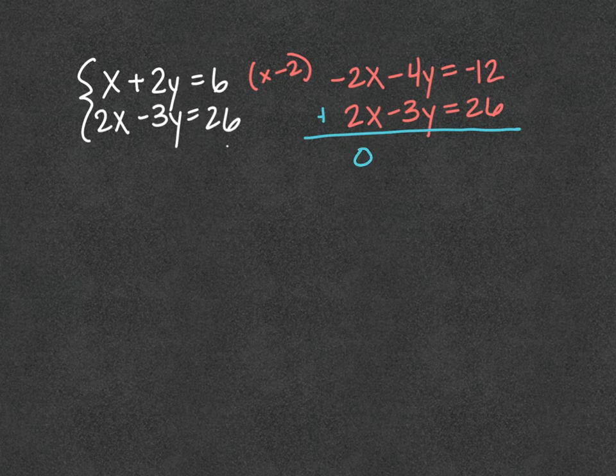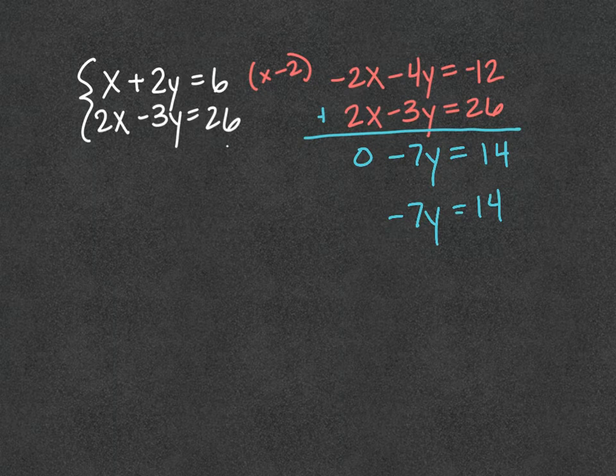I have a negative 4y plus a negative 3y. That's a negative 7y. I went more negative. And a negative 12 plus a positive 26. That's going to be a positive 14. So here I have my equation of negative 7y equals 14. Now it's just a one-step equation. Y is being multiplied by negative 7, so the inverse operation is to divide both sides of the equation by negative 7, and that gives me y equals negative 2.